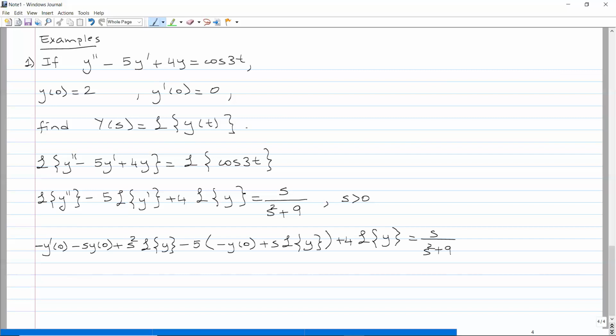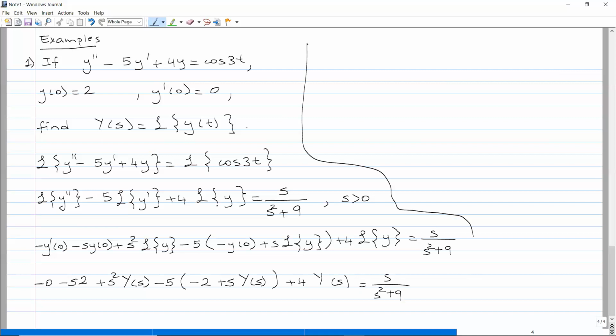Laplace transform of y, I denote by capital Y. Now, y prime 0 is given to be 0. y0 is given to be 2. So s squared times Laplace transform of y, which I denote by capital Y. Minus 5 times, minus y0 is minus 2, plus s times capital Y, plus 4 times the Laplace transform. Let me continue over here.